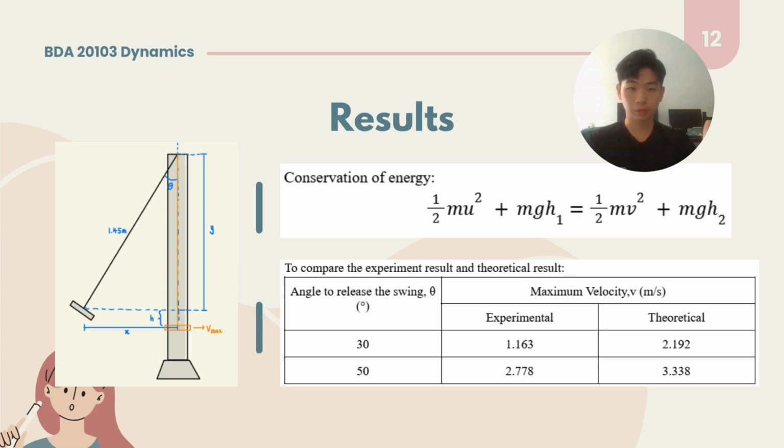Then for the theoretical results, we are using the conservation of energy, which is 1/2 mv squared plus mgh equal to 1/2 mv squared plus mgh. Then we get the theoretical result for the 30-degree angle, which is 2.192 meters per second, and for the 50-degree angle 3.338 meters per second, and we can compare it with the experimental result.